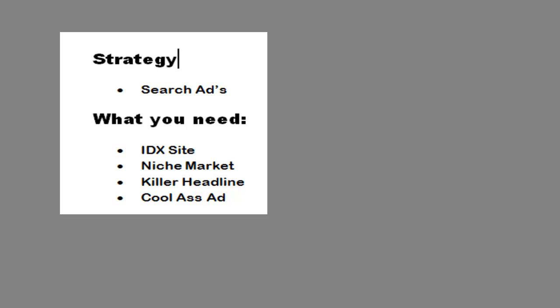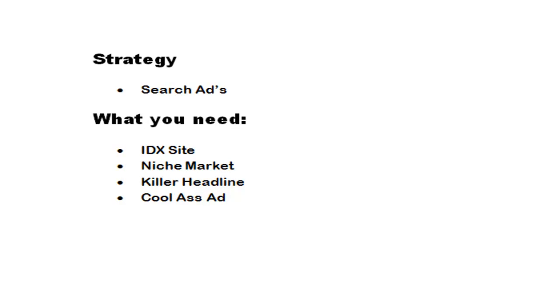Okay, and when I show you guys the example of the ads, this is going to become a lot clearer to you. Again, you're going to want a killer headline, and you're going to want a cool ad. Okay, so that's basically steps 4, 5, and 6 right there. Okay, so that's the strategy, a search strategy. The tools you're going to need are an IDX site, a niche market to go after, a killer headline, and a cool ad to present the prospects with. Okay, so now what I'm going to do is pull up the ads themselves for a search strategy and show you guys some more of this.